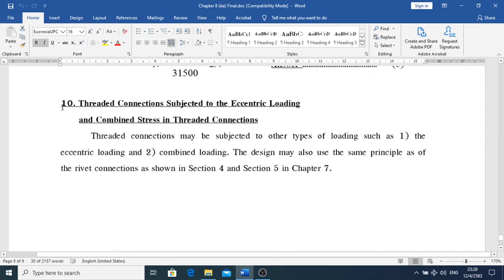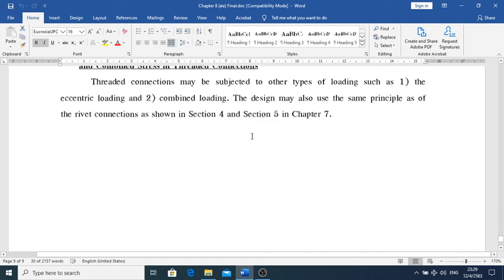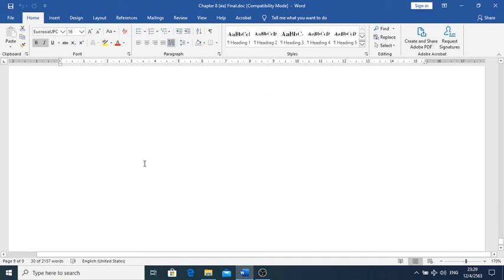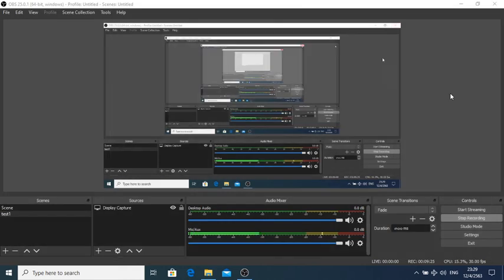And then section 10, thread connection subject to eccentric load and combined loading. This thread connection may be subject to other types of loading, such as eccentric loading and combined loading. We may use the same principle as for the rivet connection, as shown in sections 4 and 5 in chapter 7. That is what I talked about already. It's exactly the same; we just do the same calculation that we have done before.